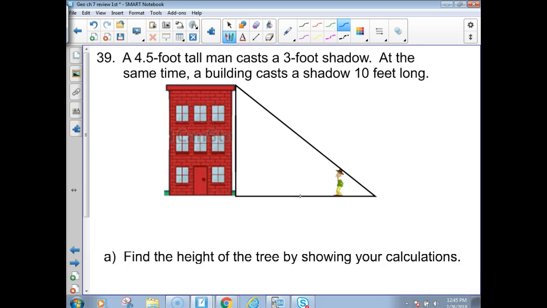Number 39, this question has some typos in it. We've got a 4.5 foot man that casts a 3 foot shadow. Now shadows are on the ground. He's only 4.5 feet tall and his shadow is 3 feet. It says at the same time that a building casts a shadow of 10 feet. Now the shadow of the building is all the way from here to here. And we want to find the height, not of the tree, of the building. So that'd be X on there.